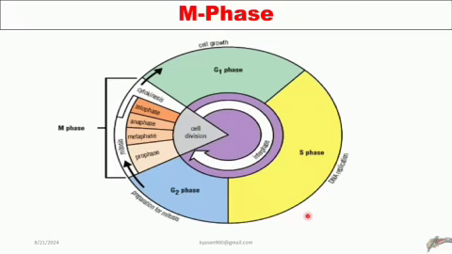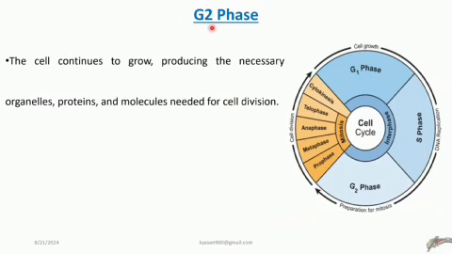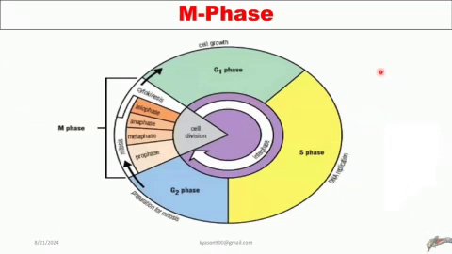Excuse me, sir. So that's what happens during the G2 phase. Those important molecules needed for cell division are going to be produced. As simple as that. So in the M phase, what happens?